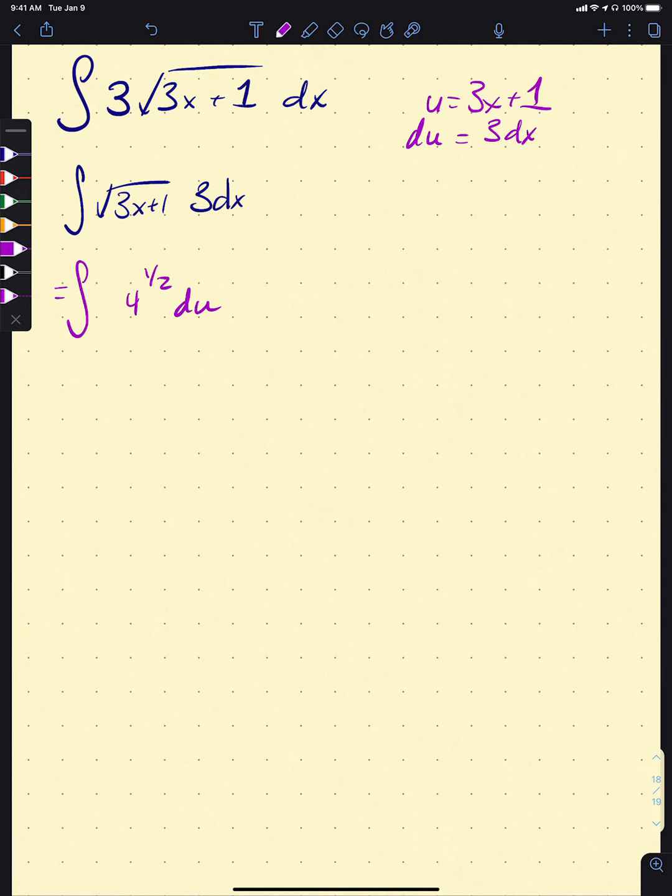And so when we go to evaluate this, we're going to get 1 over 1/2 plus 1. Well, 1/2 plus 1 is 3/2, but it's 1 over 3/2, so we're going to get 2/3 x to the 3/2, 1/2 plus 1, plus c, and that should be u, not x. Now we back substitute. We're going to get 2/3 times (3x plus 1) to the 3/2, and then my c is a c, okay?